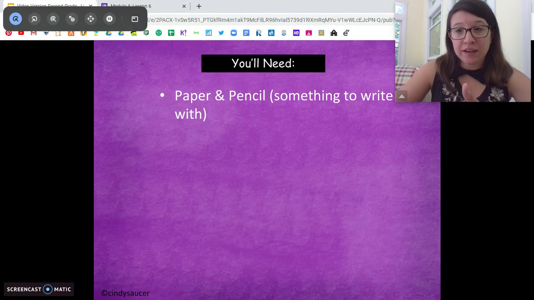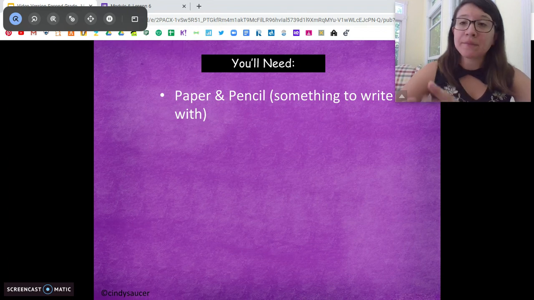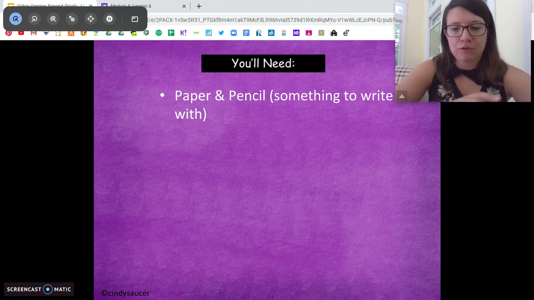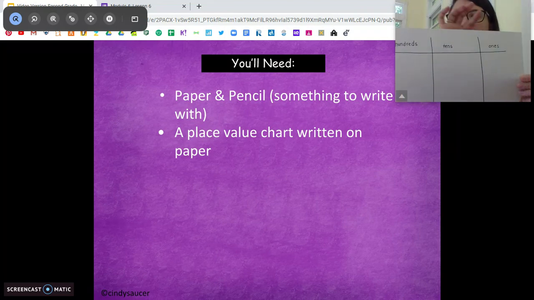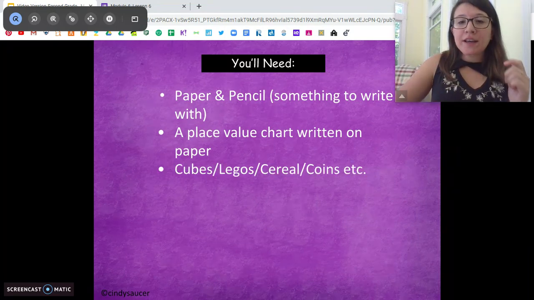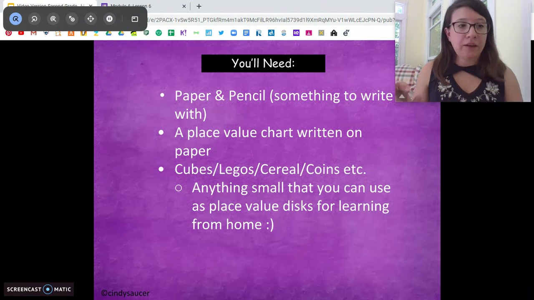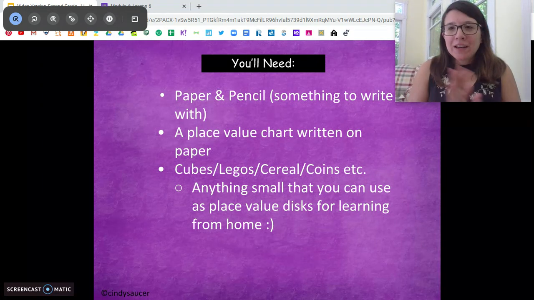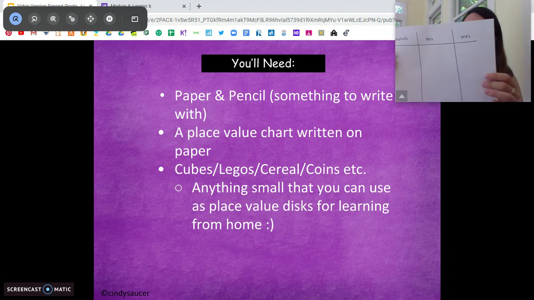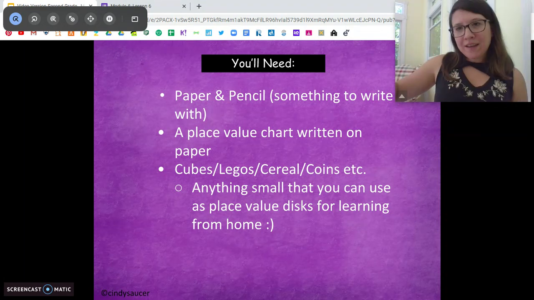So for this lesson, you're going to need something to write with, something to write on. As usual, for our application problem, you're going to need your place value chart, hundreds, tens, ones. And then you're going to need whatever you've been using for your place value discs. I'm going to use some Cheerios today. But go ahead and grab those things. Make your place value chart. Come back when you're ready.